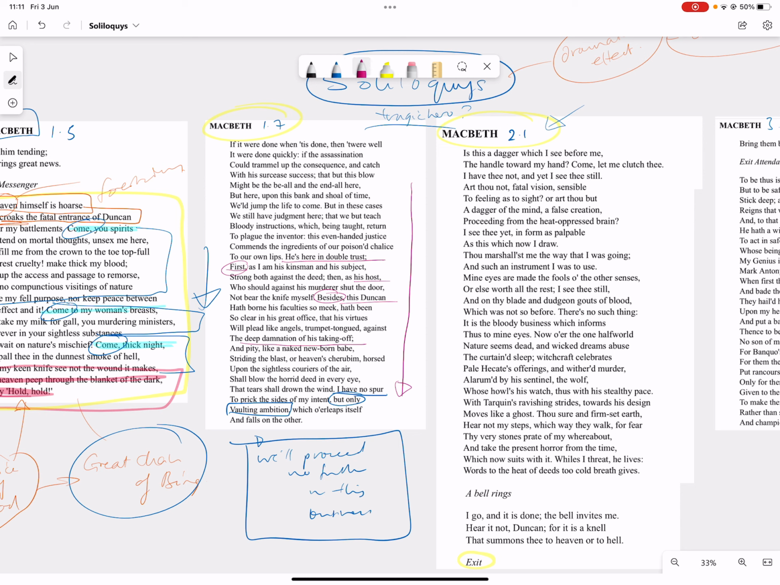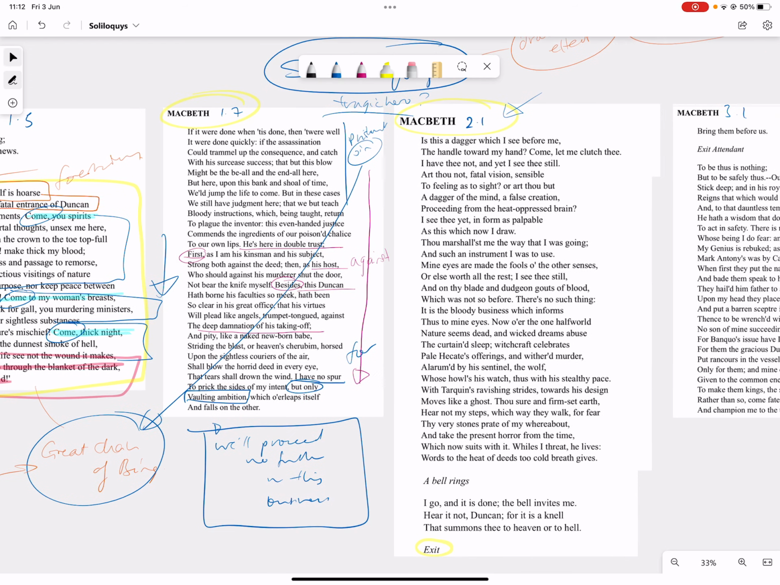And I think structurally that's quite interesting, isn't it? Against, for. And again, he leads with an understanding of the punishment that he will face, the sin that he's about to commit with regicide. And again, you can link that to the great chain of being.